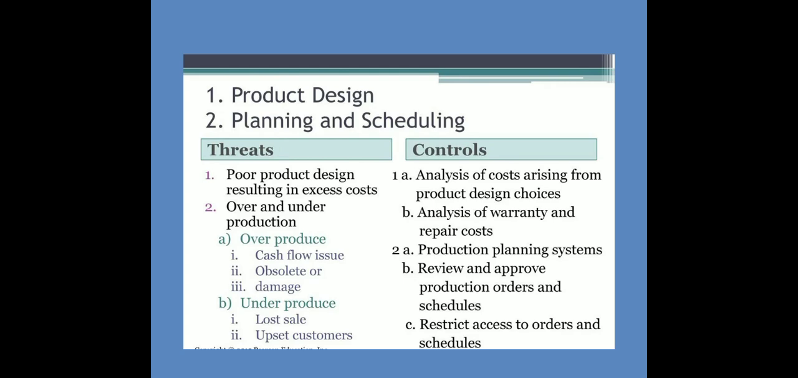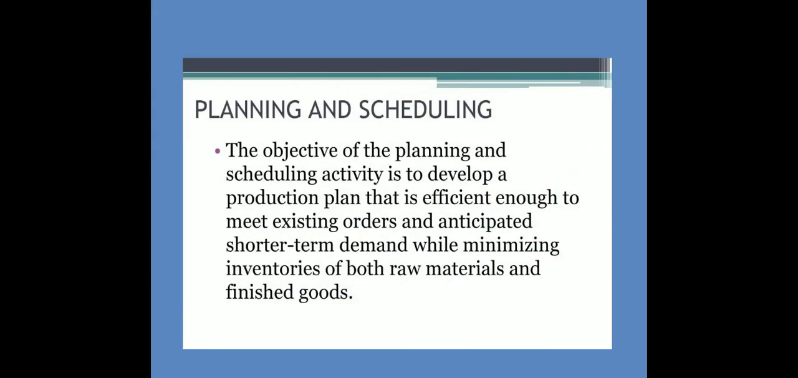So next is the controls. Controls. A. Production planning system. B. Review and approve production orders and schedules. C. Restrict access to orders and schedules. So doon naman tayo sa planning and scheduling.